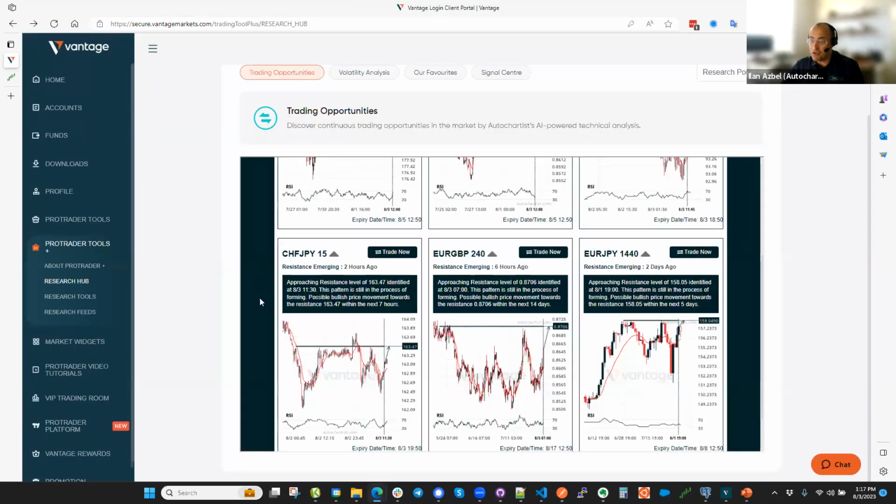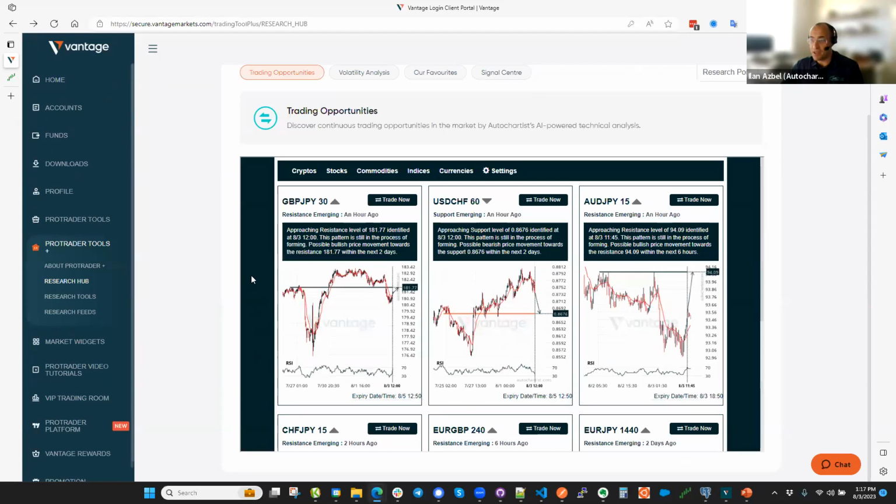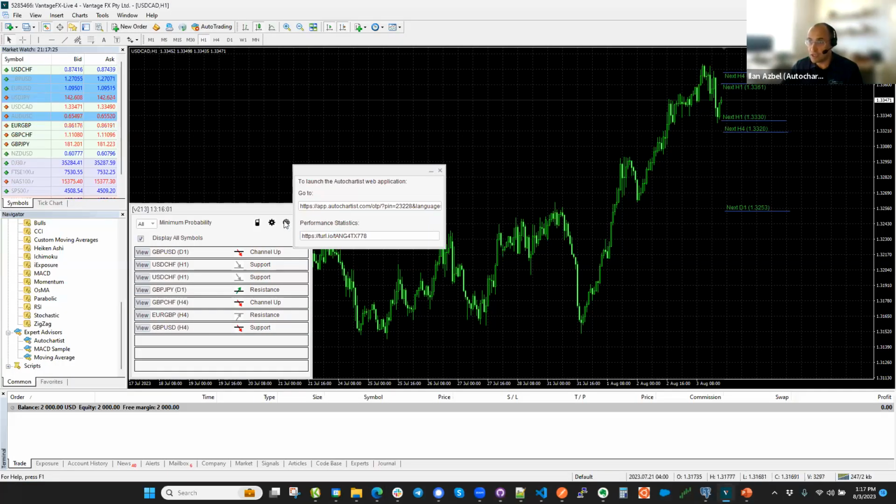Now, if you want to look at the stats in depth, they're made available to you. Just a reminder of how to get to them. You literally click on the little world icon. It takes 5 or 10 seconds and generates you this performance stats link, which you just copy and paste into your browser.